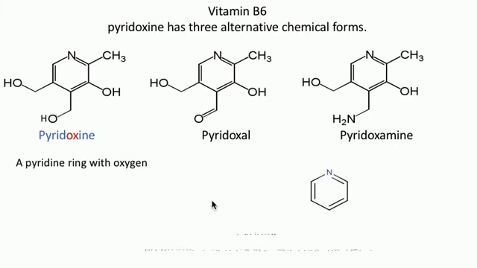Less important, but interestingly, if you look at it, pyridine is simply a heterocycle which is basically an aromatic benzene, phenyl ring with a single nitrogen in the aromatic ring. Pyridoxine is the same compound, but now it has some added hydroxyls. If you oxidize it, pyridoxal. If you substitute amine for aldehyde, pyridoxamine. And again, look for a lot of interconversions between amines and aldehydes.